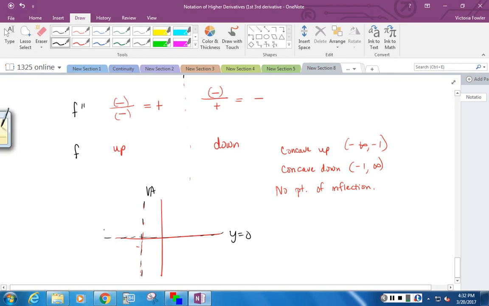And I have that my function is concave up from -infinity to -1. And so my function is going to look like this. This is concave up, we would hold water. And this is concave down, where we spill water. And that is our function. And it should make sense. There's no point of inflection.